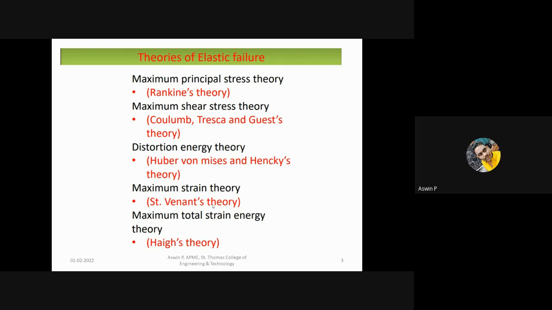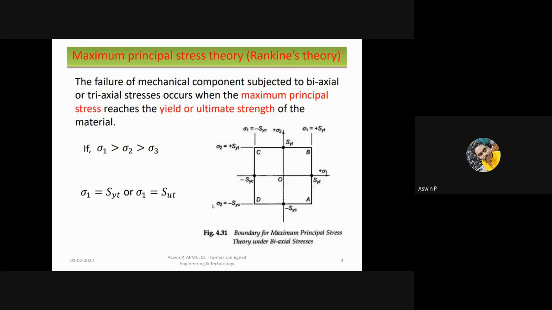Okay, hope you have completed this slide, and we are going to the first method, that is theory of failure. The first theory is maximum principal stress theory. Okay, it is a very important term. Normally it is found using the relation sigma 1 is equal to sigma yield or sigma ultimate. That is, we know that for a ductile material we are having yield strength, but for a brittle material we are not having any yielding. We will directly fail the material once we are applying a load.